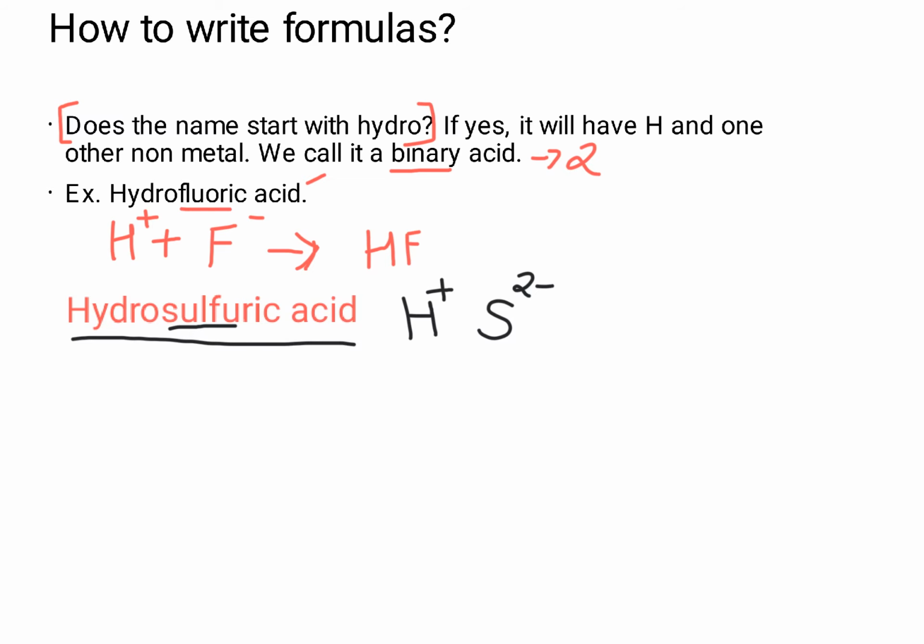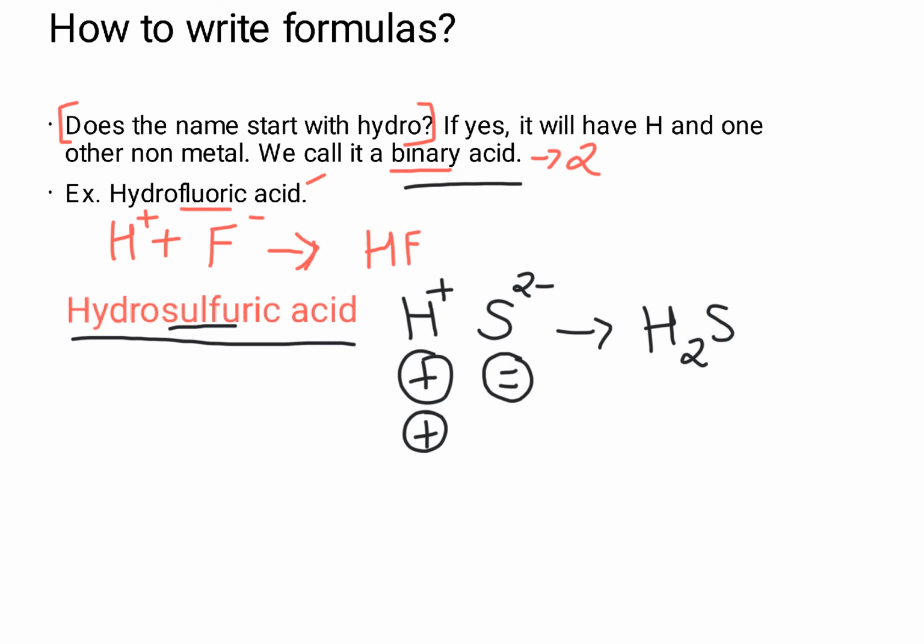And so what do you do then? You have 1 positive here. I hope this is ringing some bells in your head. And you have 1 more positive, and so the formula you get is, go ahead and pause, write down the answer. The answer I hope you got was H2S. Okay, so this is how you write formulas of binary acid, which is acids with only two elements. One of them is a hydrogen atom and one of them is any nonmetal.